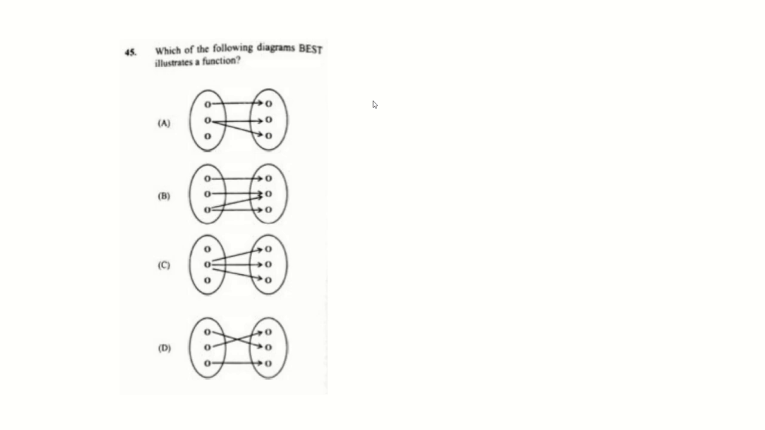A function is where we only have one element going from one element. So it could be 1 to 1 or many to 1, meaning there are many arrows going to one value. The only one here we see, this is 1 to many, so it can't be A. This is also 1 to many. This is also 1 to many. So the only answer would be D.